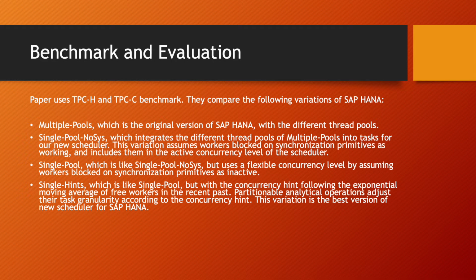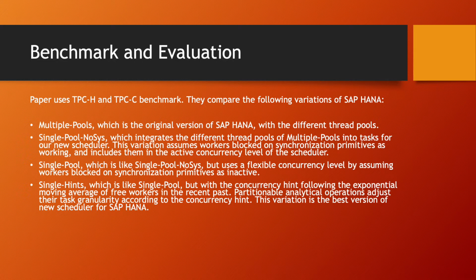They compare the following variations of SAP HANA. First, multiple pools, which is the original version of SAP HANA with the different thread pools. Second, single pool gnosis, which integrates the different thread pools of multiple pools into tasks for their new scheduler. This variation assumes workers blocked on synchronization primitives as working and includes them in the active concurrency level of the scheduler.